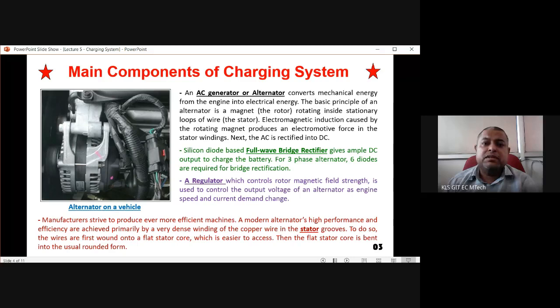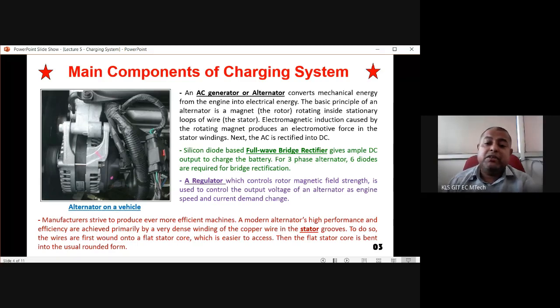3-phase alternator will be seen shortly. From the stator, it can be star winding or delta winding. If it is star winding, we are taking out 4 wires. If it is delta, we are taking out 3 wires.